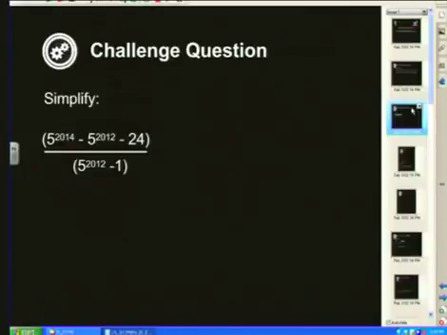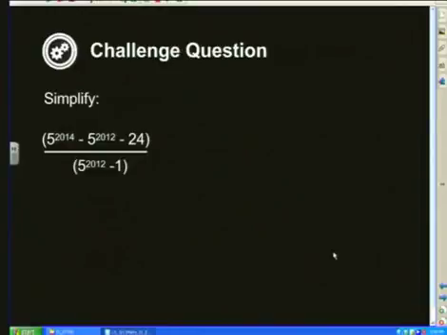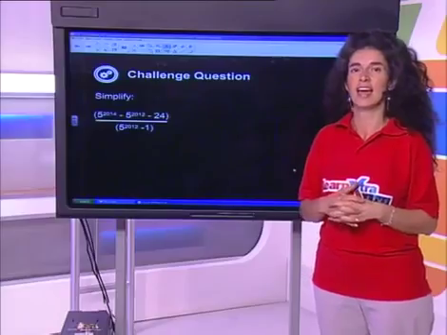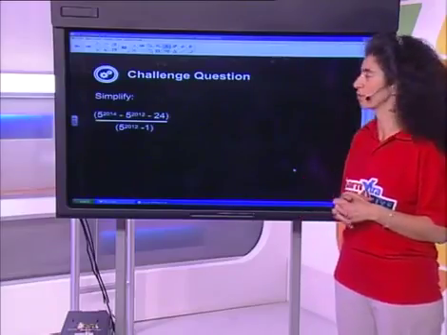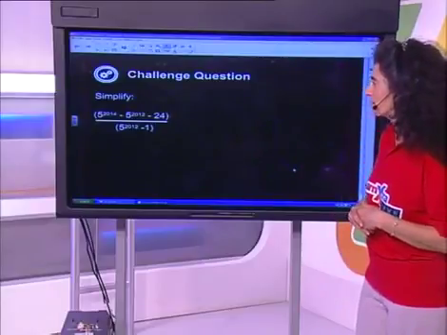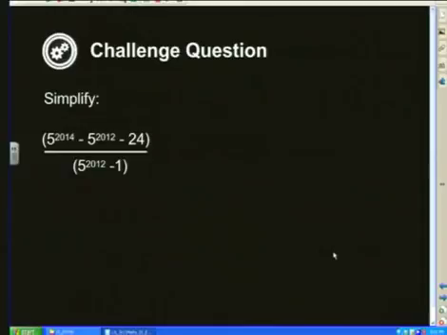We'll start off with our challenge question. We're going to first provide you with some really interesting questions that you can be working through while we're working through the various segments, and at the end of the show we'll see if you were able to get it. So the challenge question is to simplify that fraction: 5 to the power of 2014 minus 5 to the power of 2012 minus 24, all divided by 5 to the power of 2012 minus 1. Let's see who's got the fastest finger and can post their answers the quickest.